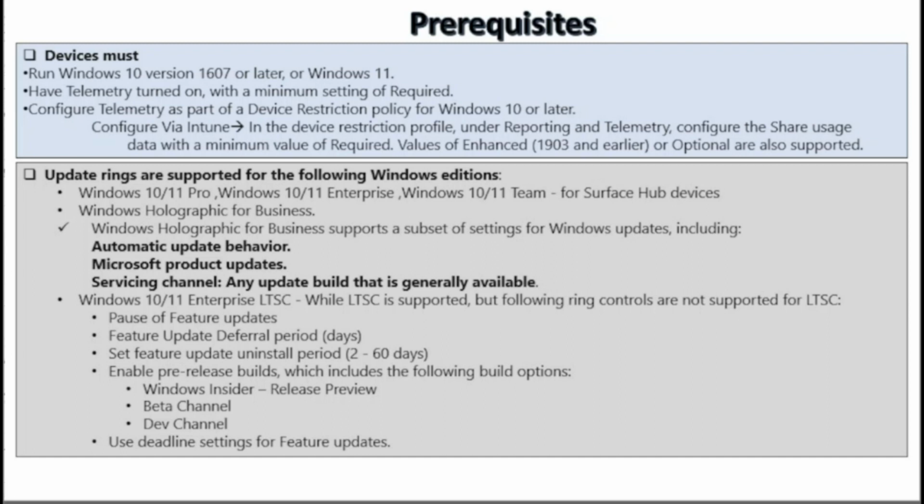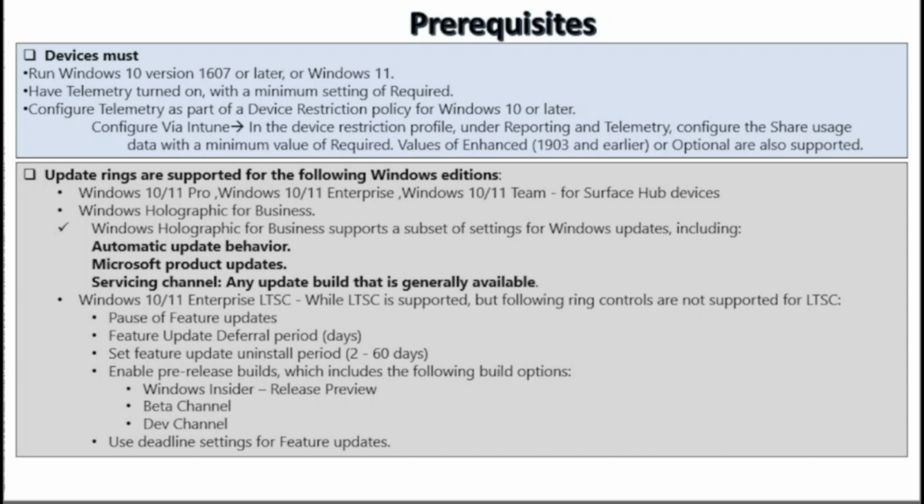We can configure telemetry as part of device restriction policies for Windows 10 or later. To configure telemetry via Intune, we have to create and deploy the device restriction policies, and under reporting and telemetry, configure the share usage data with a minimum value of required. We can also configure enhanced and optional values, but for that the device version must be 1903 or earlier.